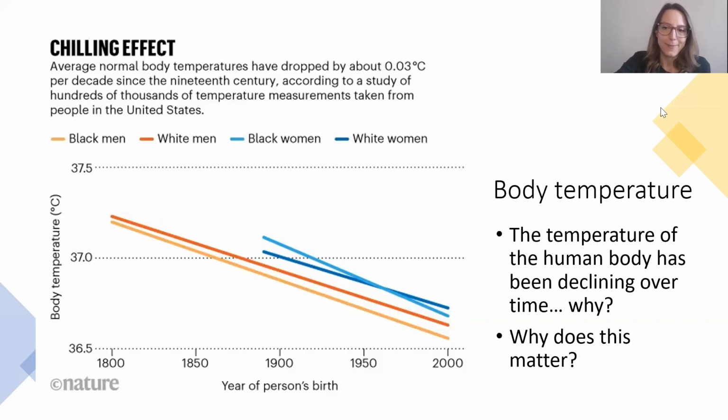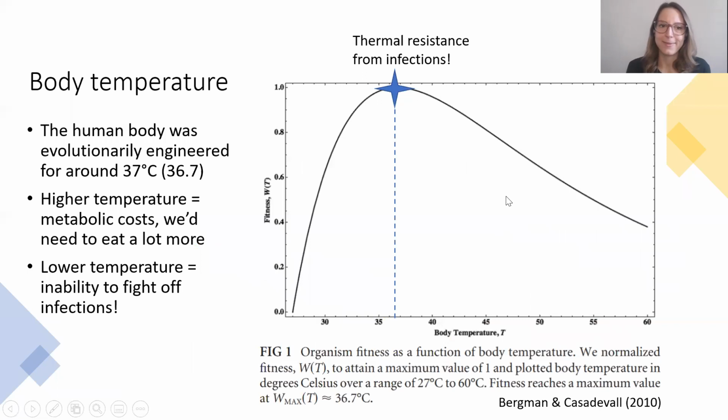Now, why does that matter? Why am I bringing this up? Well, the human body was actually evolutionarily engineered to be around 37 degrees Celsius or a little bit below that. So if you think about this, after the dinosaur era, when mammals emerged as the main species on the planet, right? There were reptiles, there were other species, but the mammals really came out on top. Scientists think that it's actually because of our human body temperature.